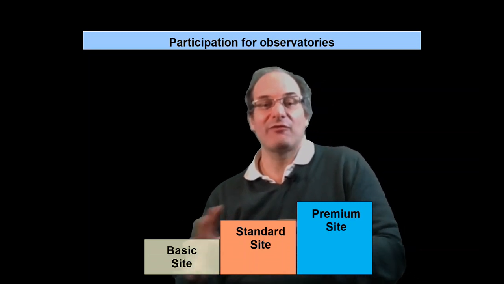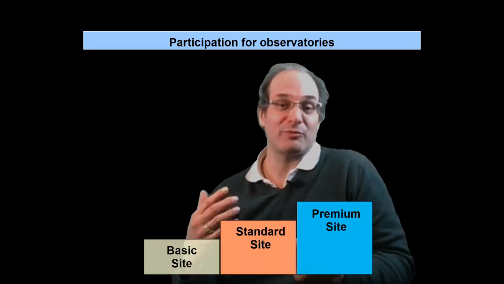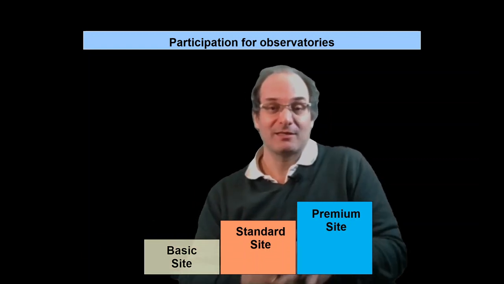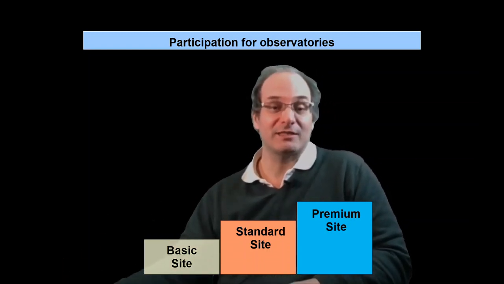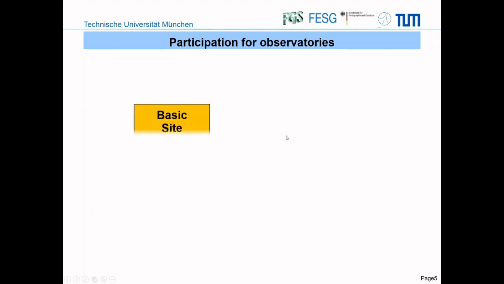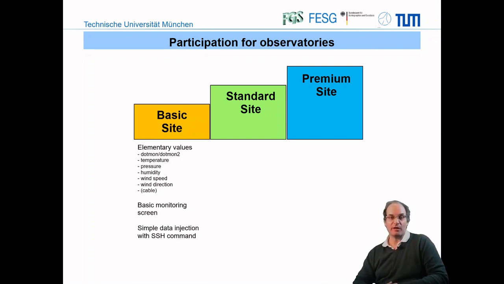I want to show you the differences of these three versions, where the basic version is the preferred one for the IVS seamless auxiliary data archive. I want to show you these different possibilities on another screen. So here we have again these three different possibilities: the basic side, the standard side, and the premium side. The basic side is the one which we will use for the IVS seamless auxiliary data archive, so that you can send in data to our archive.